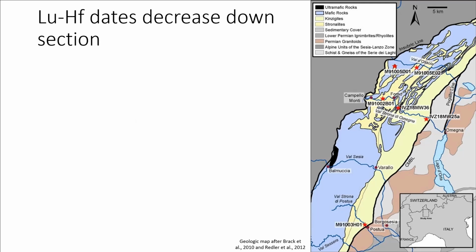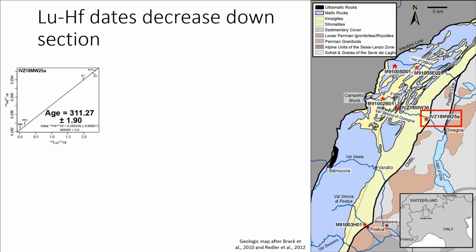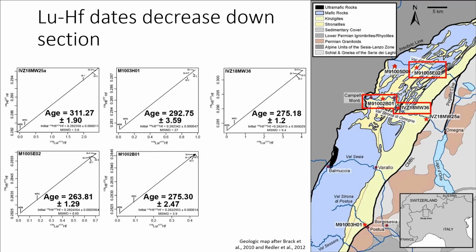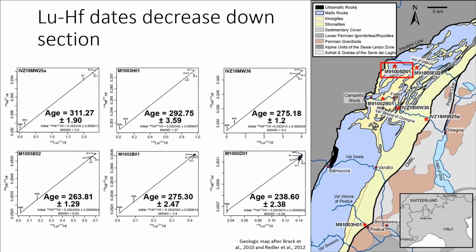The key point here is that the lutetium-hafnium dates decrease with increasing structural depth. Our shallowest sample gives us our oldest age of 311 Ma. As we move slightly deeper into the section, we get slightly younger, 293 Ma. We have 3 samples that cluster in the middle of the section from upper amphibolite through to granulite-facies, and they give ages between 275 and about 265. And then our deepest sample gives us our youngest age of about 239 Ma.